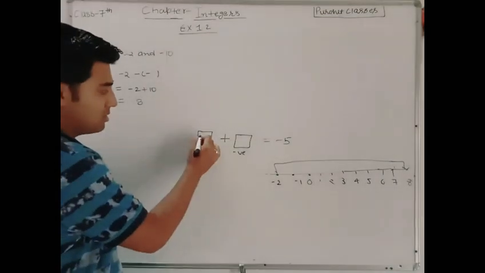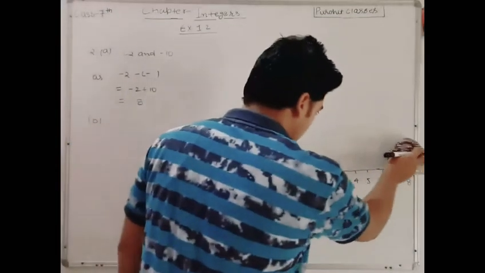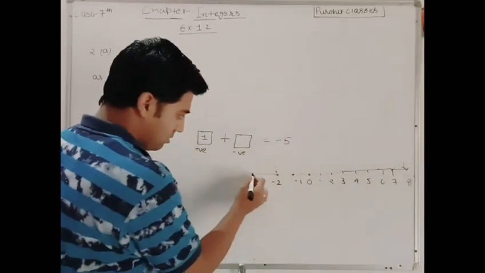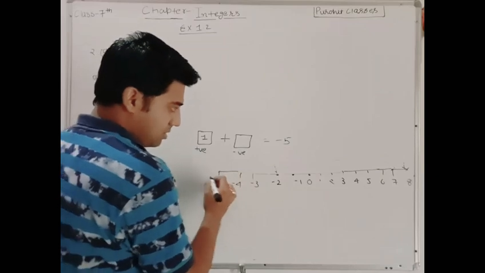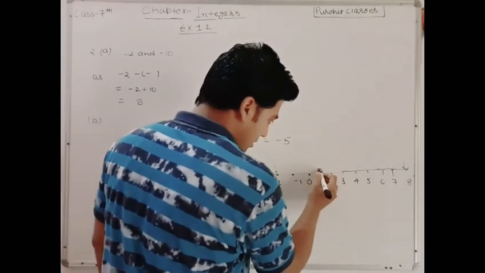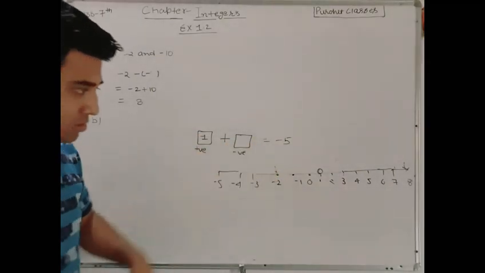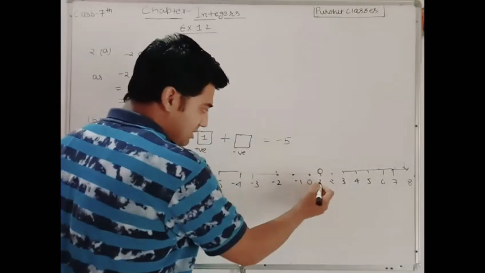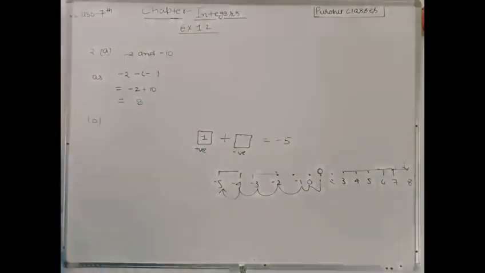Let me take here 1. Come on the number line. Where is 1? Here it is, 1. I am here, and what I have to get? Minus 5. So let's see, where is minus 5? On the left hand side. 1, 2, 3, 4, 5, 6. How many steps do I have to move? 6 steps. Towards right or left?